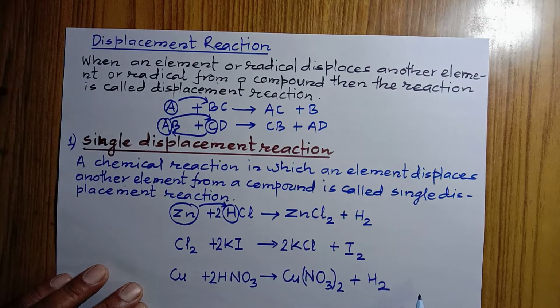on both the sides. Now it's the turn of nitrate. Nitrate 2, here nitrate is 2, it's okay, balanced. Copper 1, copper 1. What formed? Copper, when it reacts with nitric acid, forms copper nitrate and hydrogen gas.